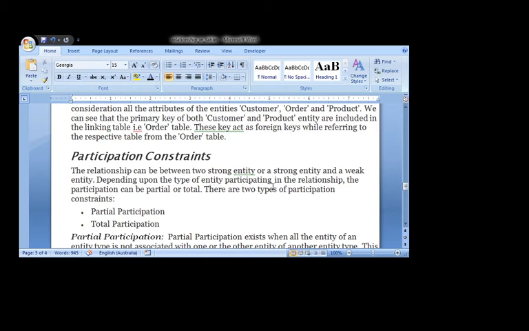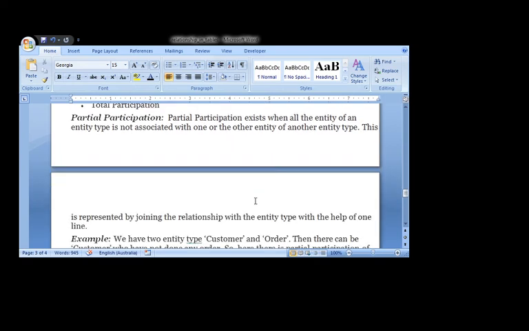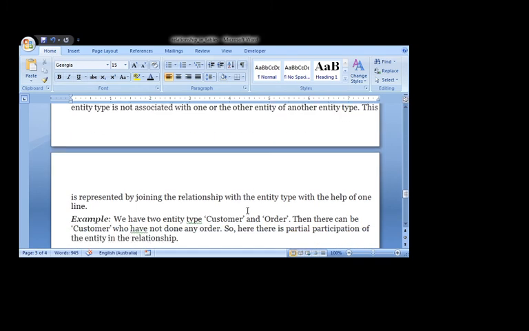Depending upon the type of entity participating in the relationship, the participation can be partial or total. There are two types of participation, partial and total. Partial participation exists when not all the entities of an entity type are associated with one or the other entity of another entity type. This is represented by joining the relationship with the entity type with the help of one line.